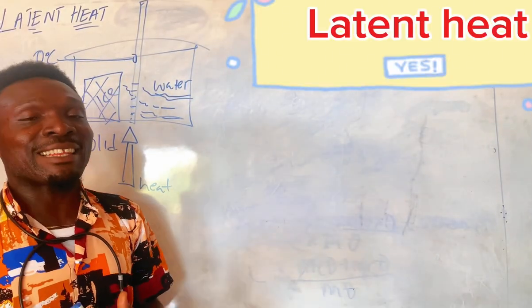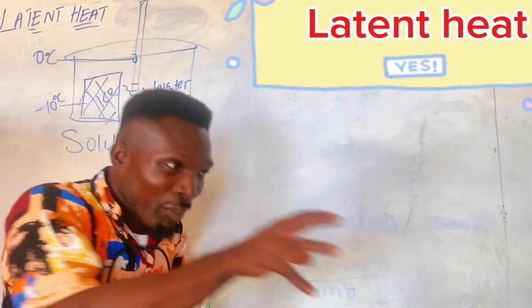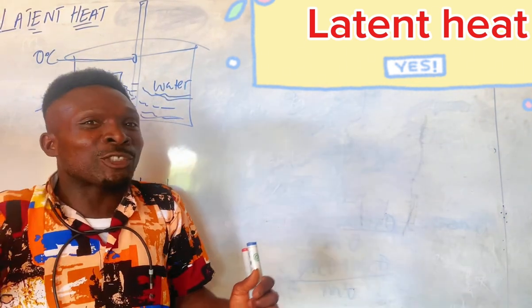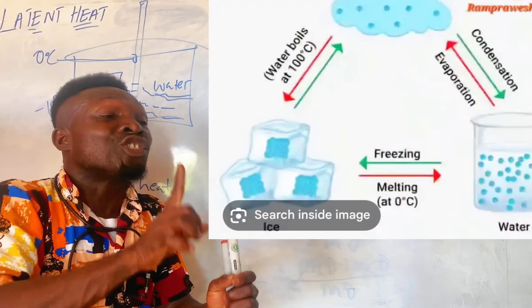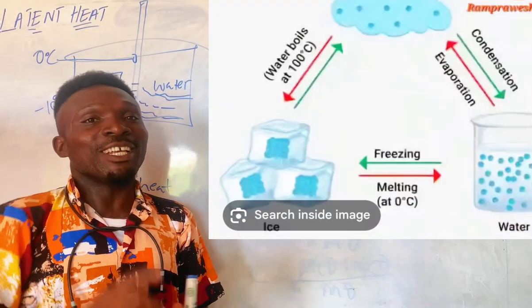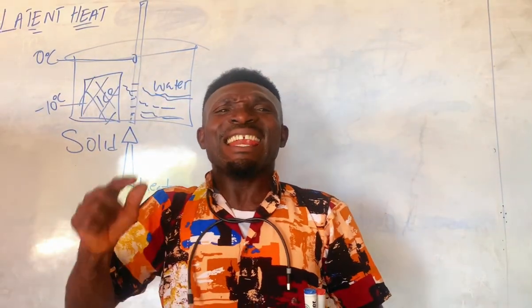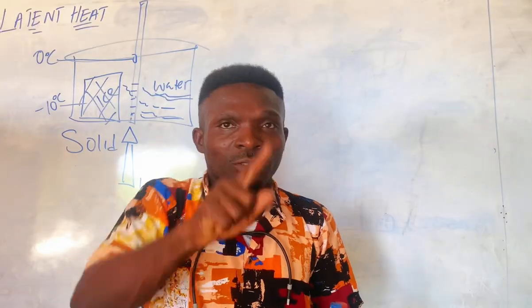So what do we say is latent heat? It is the quantity of heat that is supplied or removed from a substance for that substance to change from one state to another without a change in temperature. Next, we'll be talking about latent heat of fusion.